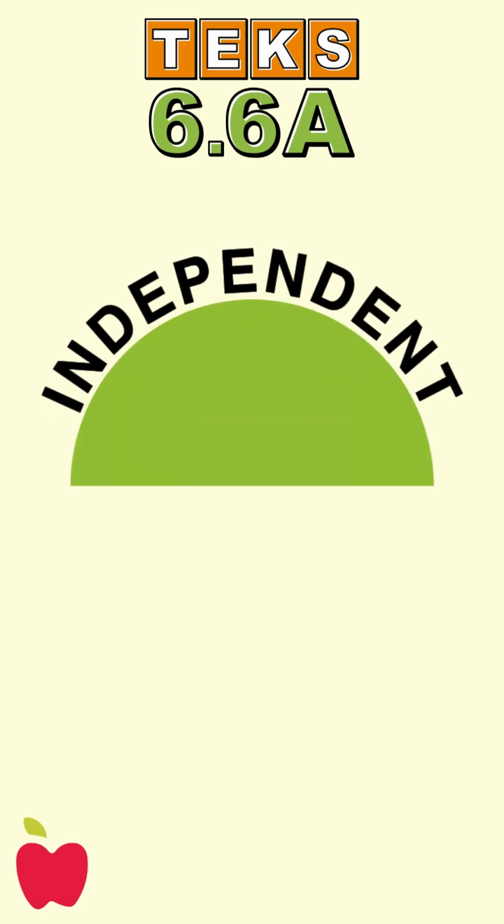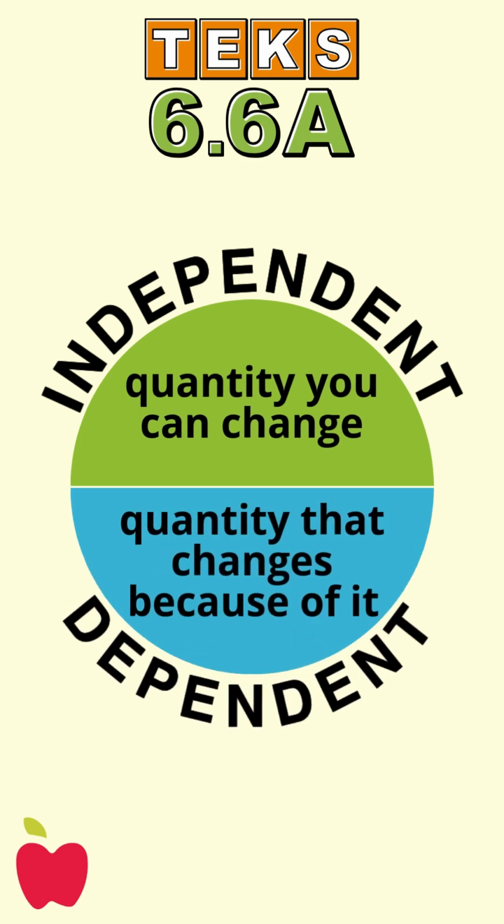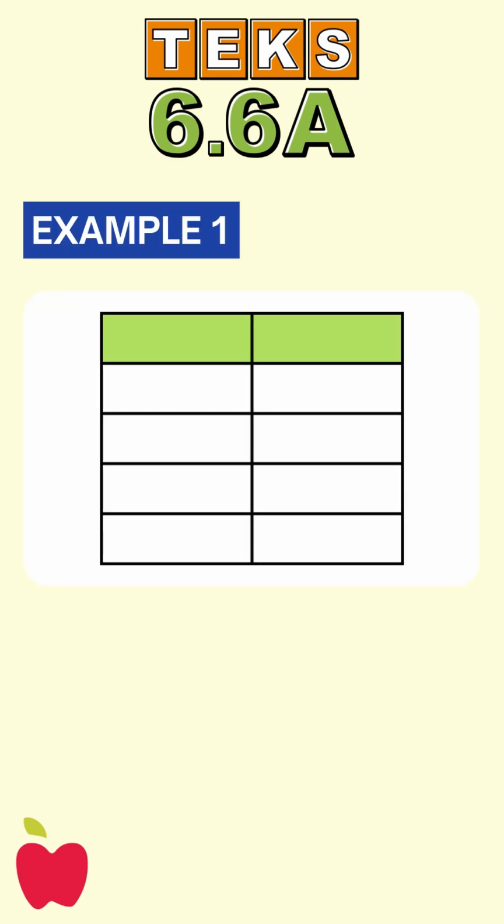Here's a quick way to remember. The independent quantity is the one you can change, and the dependent quantity changes because of it. Now, let's check out an example using a table about buying donuts. In this table, we're looking at two things: the number of donuts and the cost of donuts.